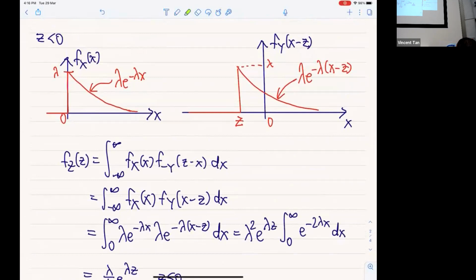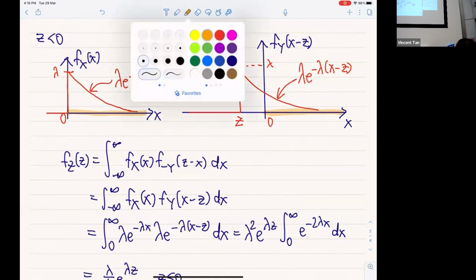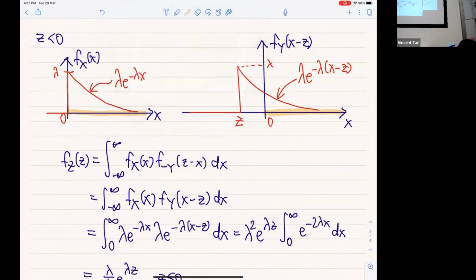Okay, the only non-zero overlap is from here to infinity. From here to infinity. Understand? Everyone here understand the orange part? Okay, because for the other part, you are all 0, right? Say this part here, the blue part is all 0, 0, 0, because at least one of the functions is identically 0 there. Okay?